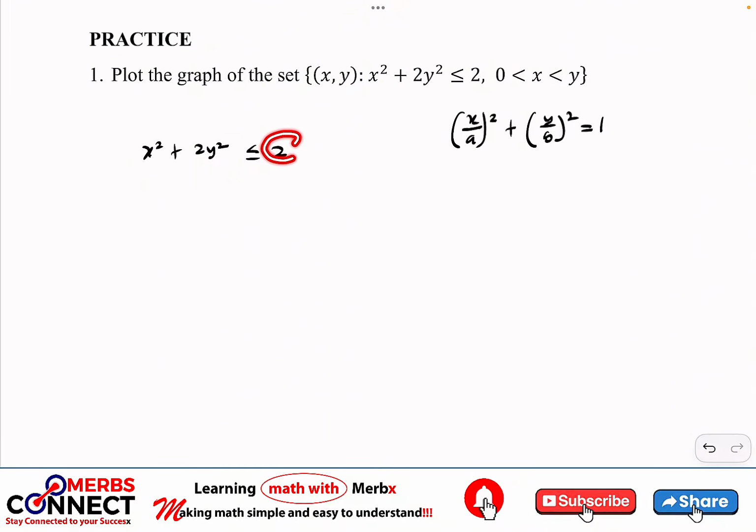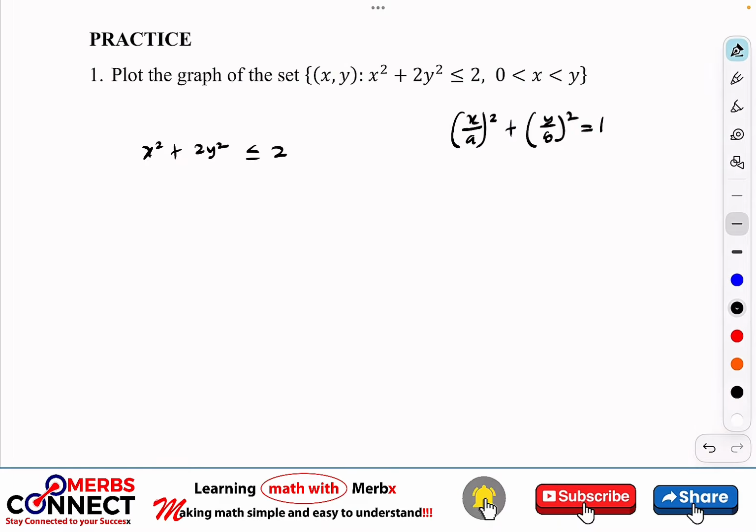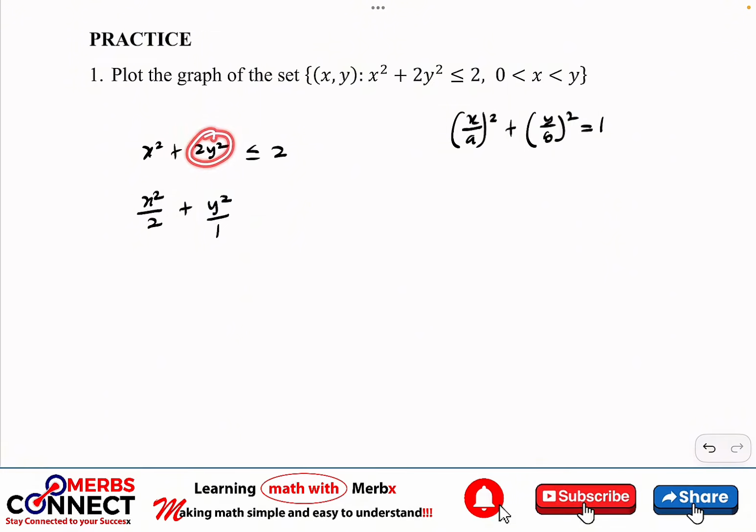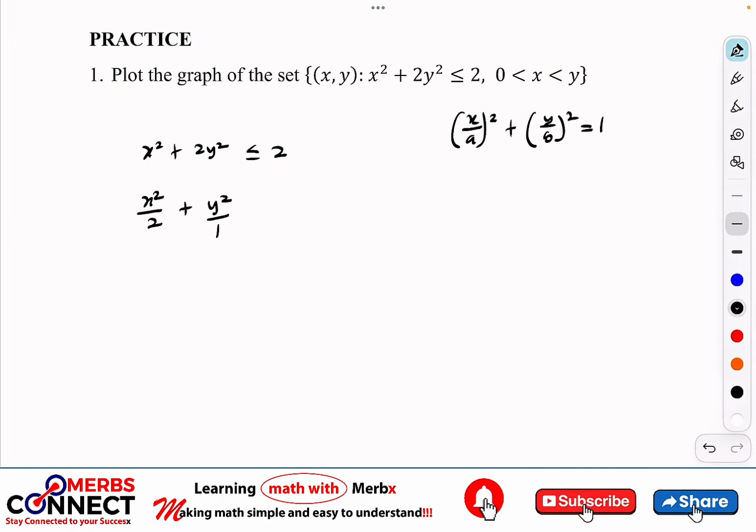So what is here, we are going to divide through by what is here so that we get 1 here. So when I divide through by 2, I'm going to have x squared over 2 plus y squared over 1, because when I divide through by 2, I'm going to get 2 over 2, which is 1. But I want to have something like divided by. So that's why I'm maintaining the 1 here. And this is going to be less than or equal to 1.